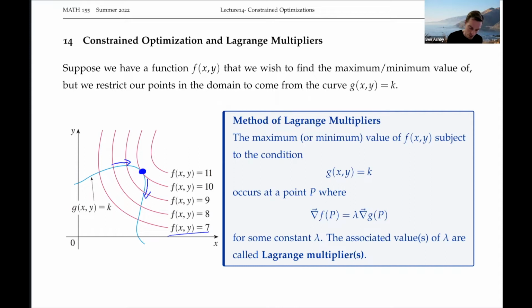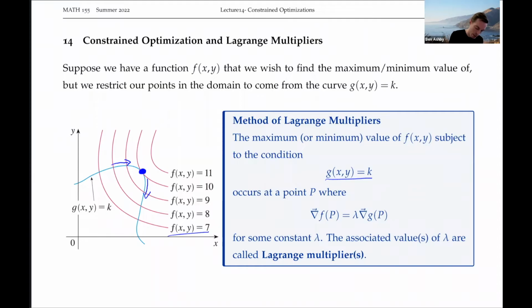So this is related to something called the method of Lagrange multipliers. And these allow us to find a maximum or minimum of a function subject to a condition. In this case, subject to this condition here, g of x, y is equal to k. By thinking about what happens with our gradient vectors.